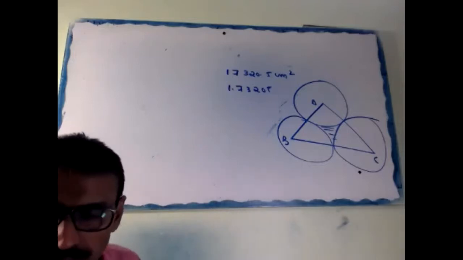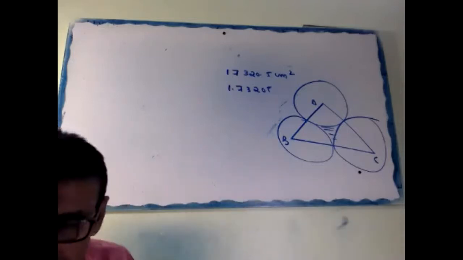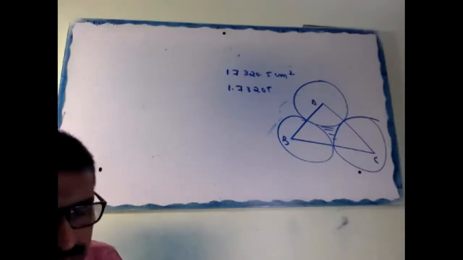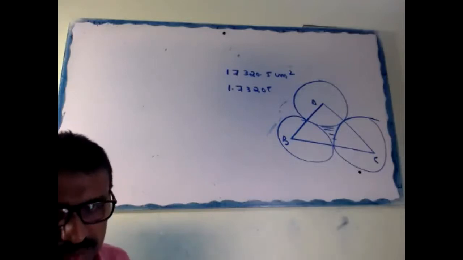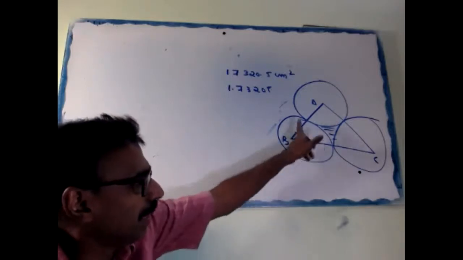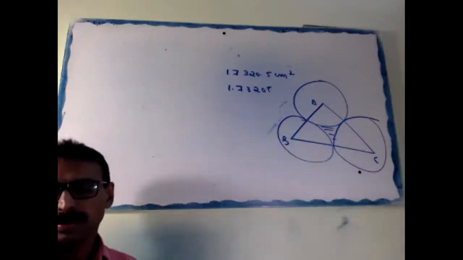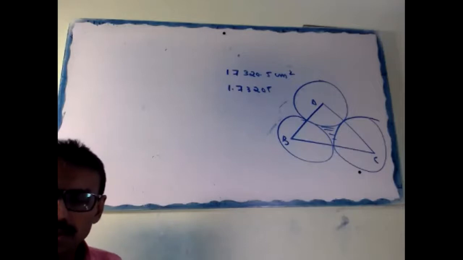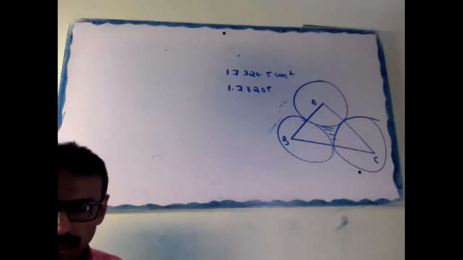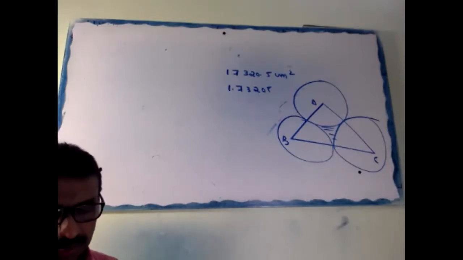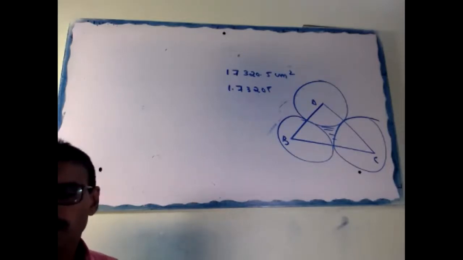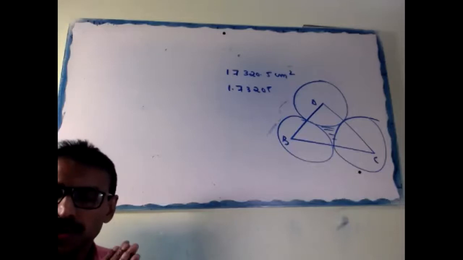Simple. The area of the triangle is already there. You find out the area of three sectors. The sector angle is already there, 60 degrees. Then, the radius you have to find out. How will you get the radius? You get the side of the triangle, then take half, okay? Can you try or not? The plan is understood or not?